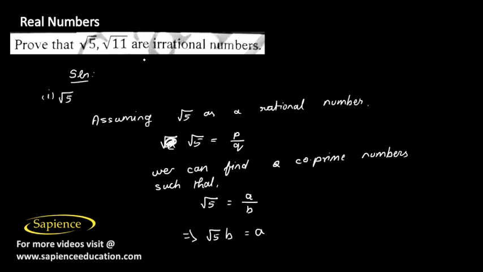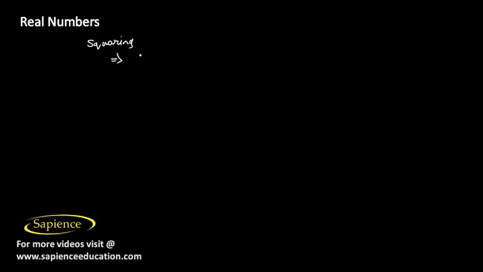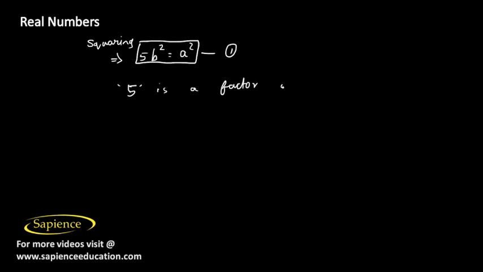Now squaring on both sides gives us root 5 square will be 5, so 5 B square is equal to A square, and let's call this equation 1. From this equation, we can conclude that 5 is a factor of A square.